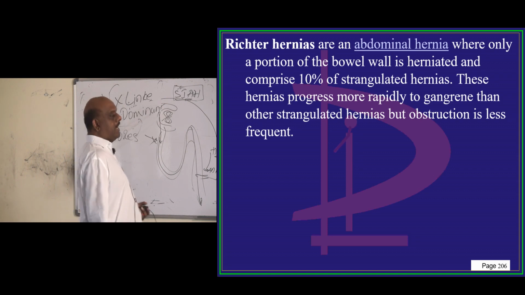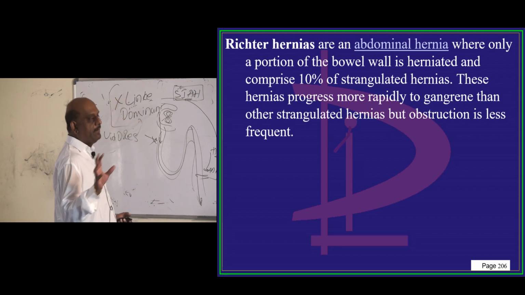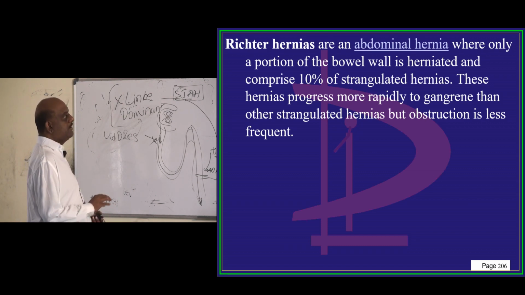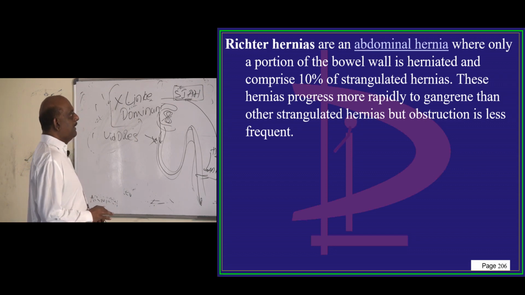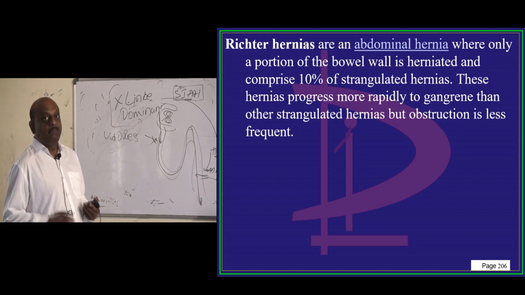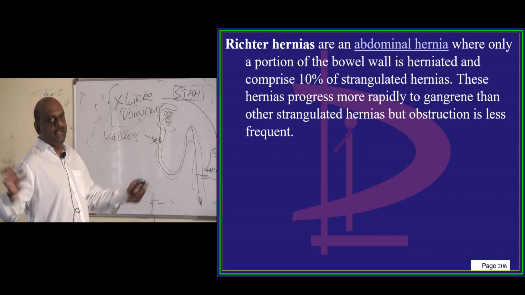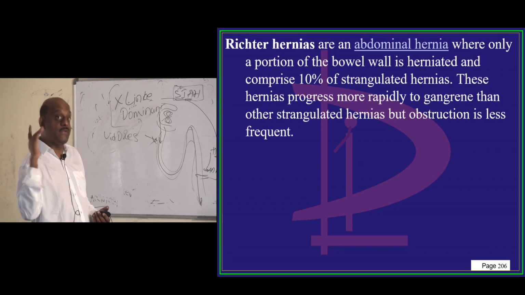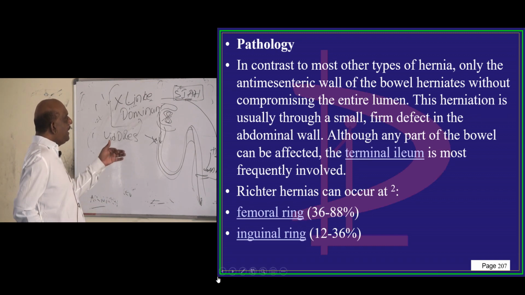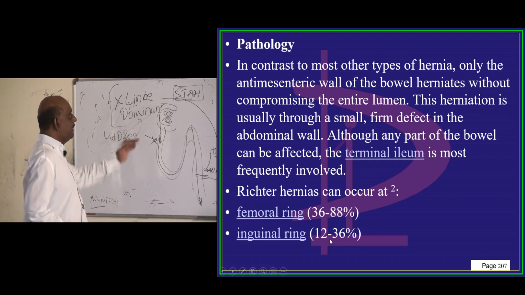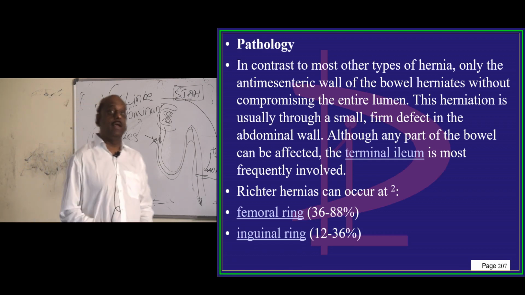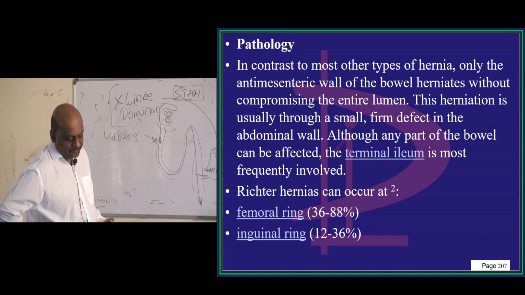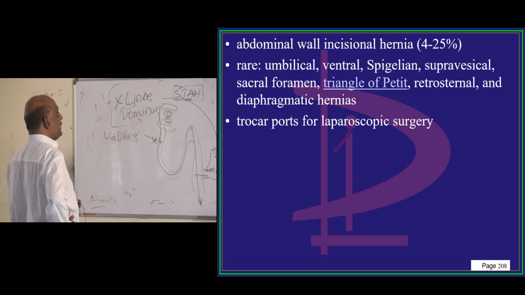So Richter's hernia is that abdominal hernia where only a portion of the bowel wall is herniated, and these hernias progress more rapidly to gangrene than the other strangulated hernias, but obstruction is less common. Intestinal obstruction is less because only a part of the gut is there, but that part which is protruding will become gangrenous. High chances are there. So Richter's hernia can occur at the femoral ring in about 88% of people. So femoral herniation is a common associated finding in Richter's hernia. Femoral ring is the common location.